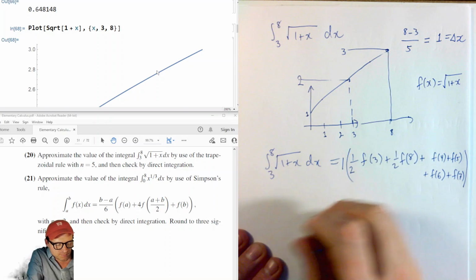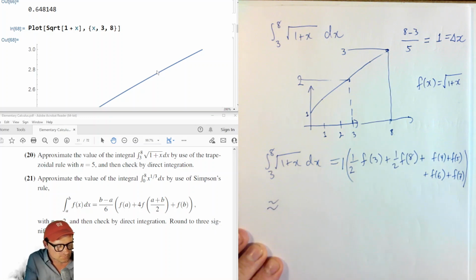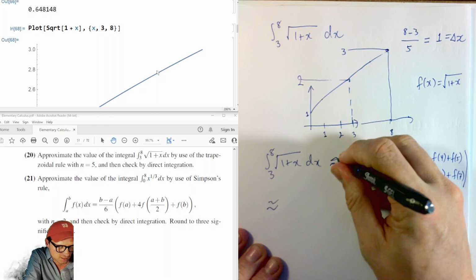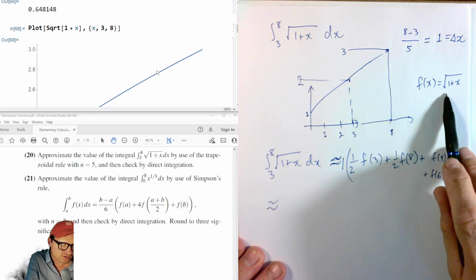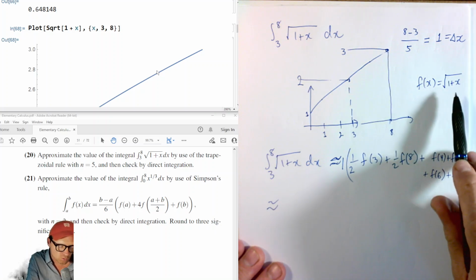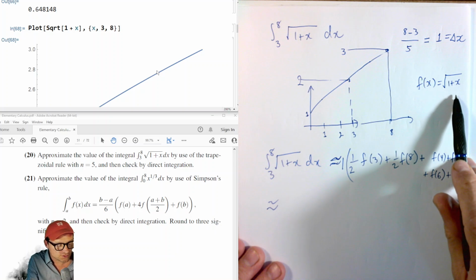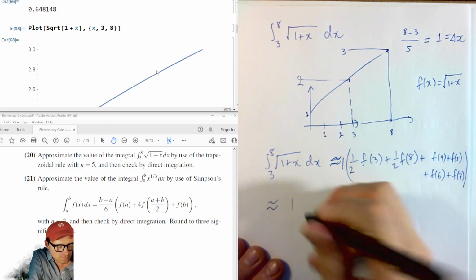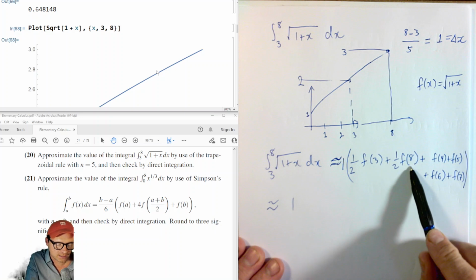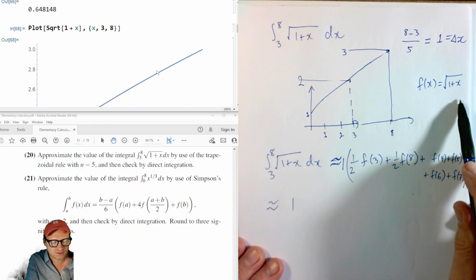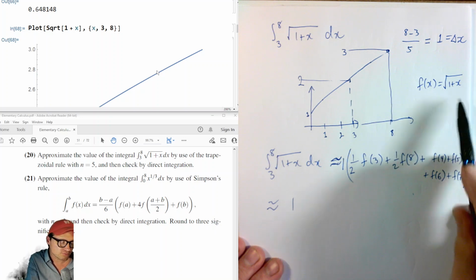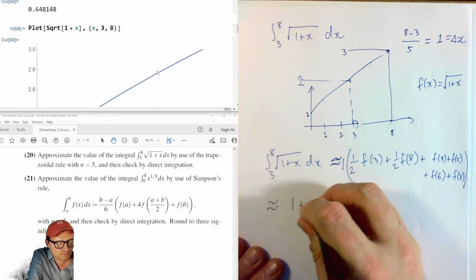All right, so let's simplify this. And this should say approximately equal to, not equals. All right, so f of 3. Now f of 3 is 1/2 of the square root of 4. So 1/2 of 2 is 1. Okay, 1/2 of f of 8. 8 plus 1 is 9. The square root of 9 is 3. So 3 over 2 is 1.5.